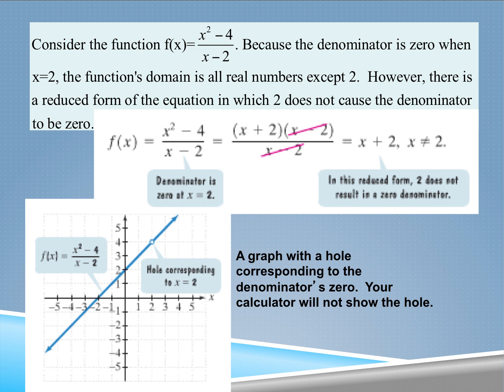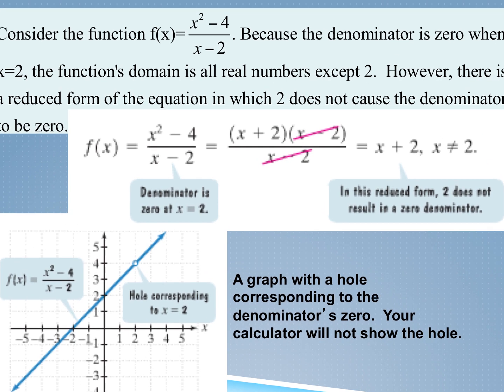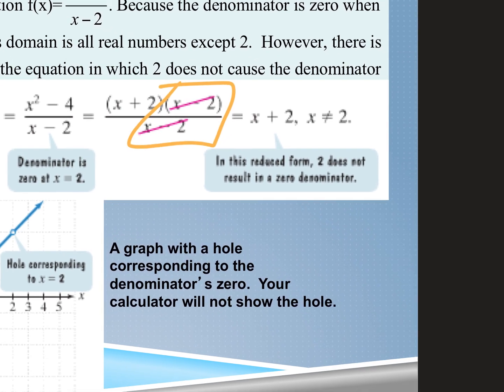So our graph can have a hole in it. And we find the hole by factoring either our numerator or denominator. And wherever we have a term that is the same, so here I have x minus 2 on the top and on the bottom, those cancel out. So I would have x minus 2 as my hole, where the hole is at.